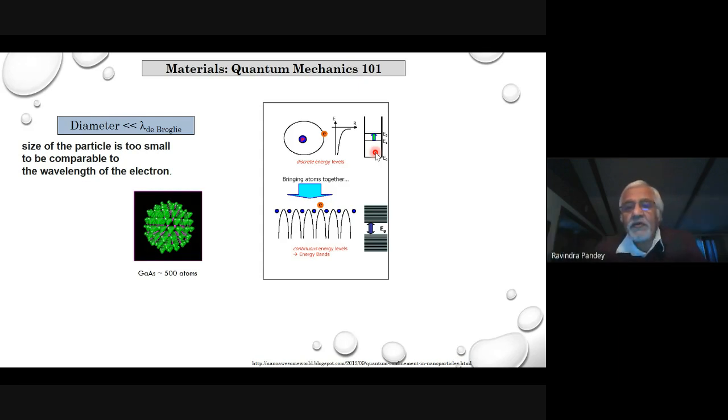But as we know, when we bring these atoms together to form a solid, which is, if you look at Avogadro's number, then these discrete energy levels form so-called energy bands. So the advantage we have here is that, depending on the size of our particle, we can manipulate the band gap, which again dictates either optical absorption or emission for a given material.